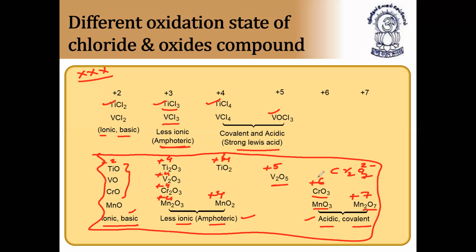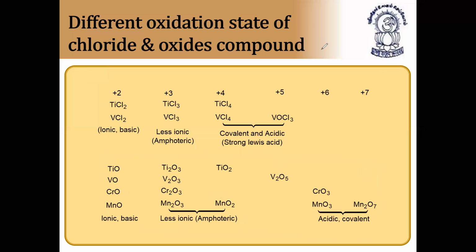They are the metals in their higher oxidation states. As they are in higher oxidation states, they form acidic oxides and they are covalent in nature. So this slide is very, very important. Please note down in your classwork. Next, continuation.